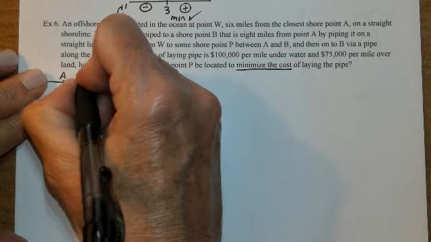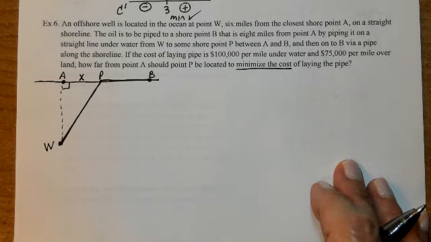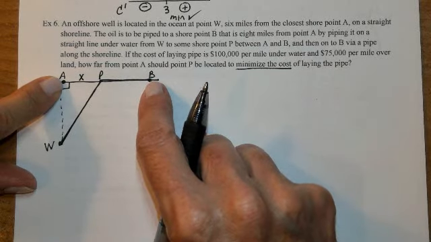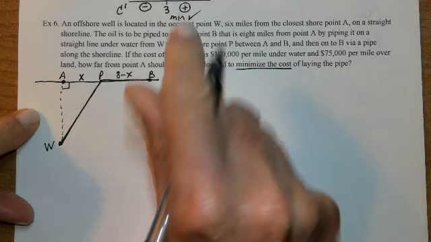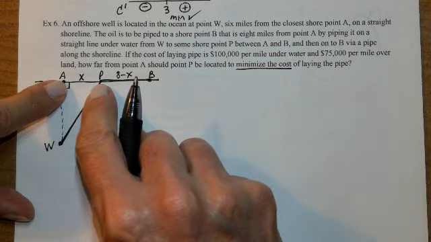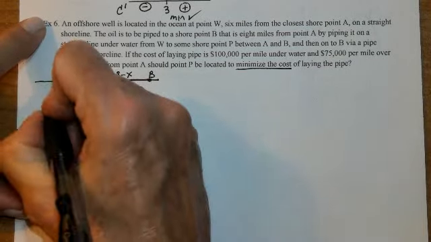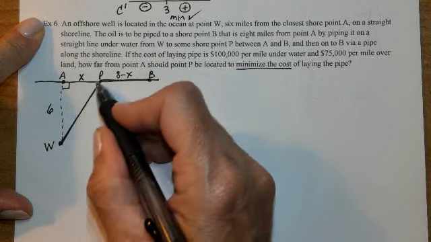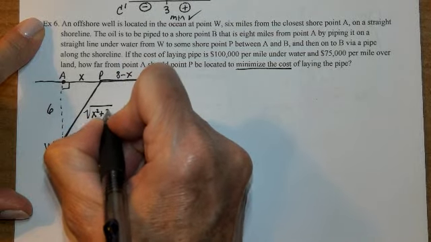So I'm going to label this X because we're looking for X in this problem, right? Well, if that is X, from A to B is 8 miles. They give us that is 8 miles. So what is just this stretch? Well, that would be 8 minus X. If this is 8 and this is X, then this has to be 8 minus X. This we're also given from A to W is 6. I can use the Pythagorean theorem to get an expression for this hypotenuse. That would be the square root of x squared plus 6 squared.